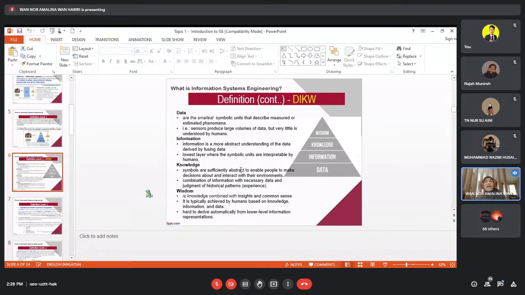Now, what about wisdom? The topmost in the hierarchy, we call it wisdom. This is the knowledge combined with insights and common sense. Now, experience is the one that you had, but when we talk about insights and common sense, probably not only the experience that you had, the knowledge may also come from other people. All right, you are doing shopping online a lot right now, right?